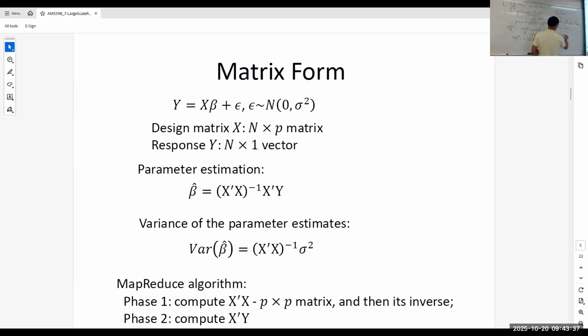If you slice your X into segments by rows, then X1 is an N1 by P matrix, X2 is an N2 by P matrix, and so on up to XK, which is an NK by P matrix. Of course, the summation N1, N2, up to NK is equal to N.